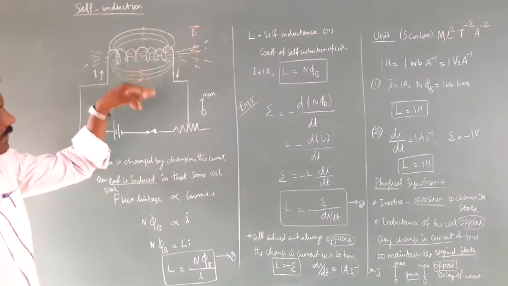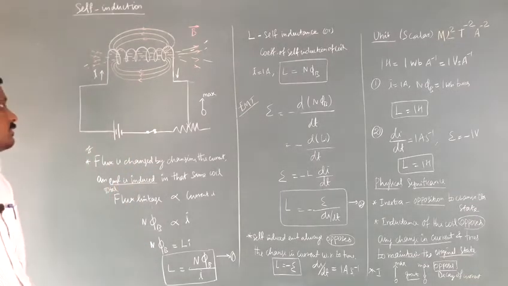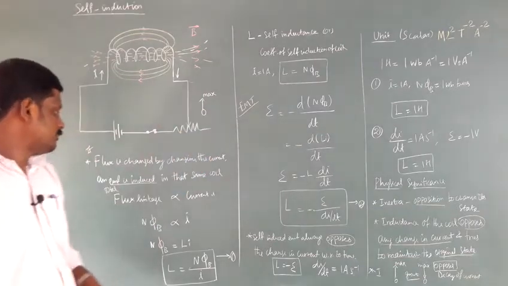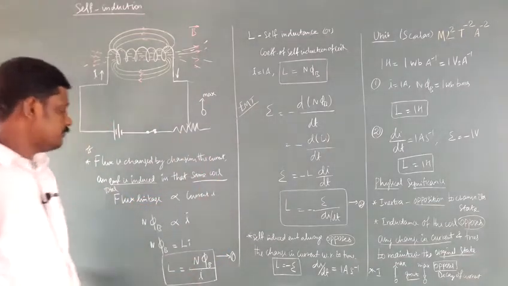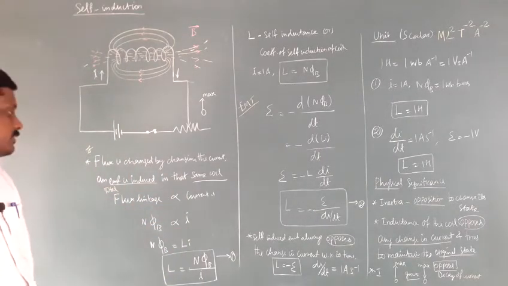The change in magnetic flux is due to the same coil, so it is self-inductance. The flux is changed by changing the current from 0 to maximum, and the EMF is induced in the same coil. If it is a neighboring coil, that is mutual inductance.